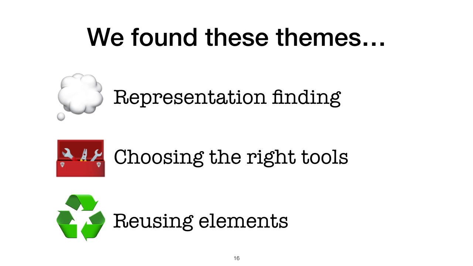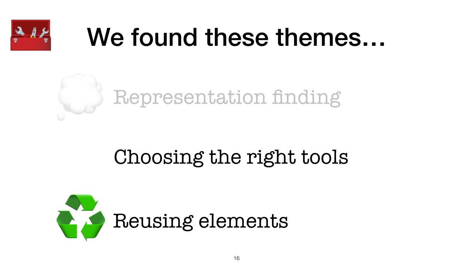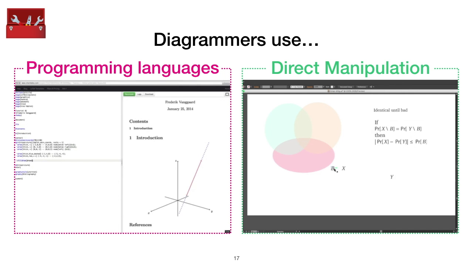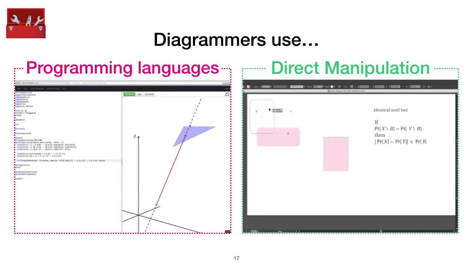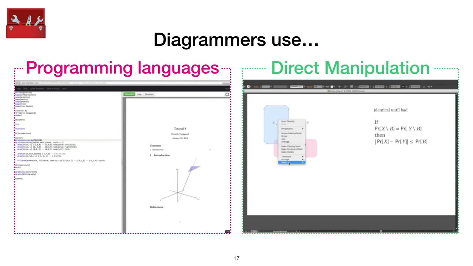Next, we'll talk about the tools that our participants use and why they make their choices. In general, the diagramming tools that they use fall into one of two categories, differentiated by their dominant mode of interaction. Direct manipulation or WYSIWYG tools have graphical interfaces and allow you to directly create and manipulate shapes.